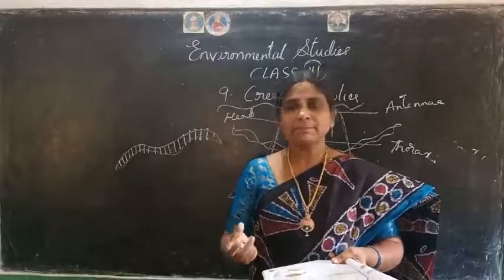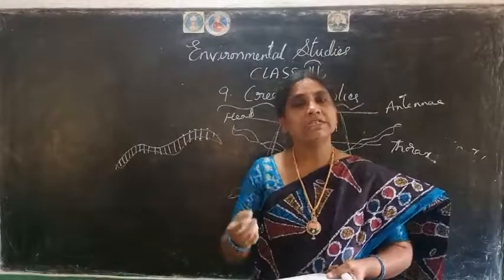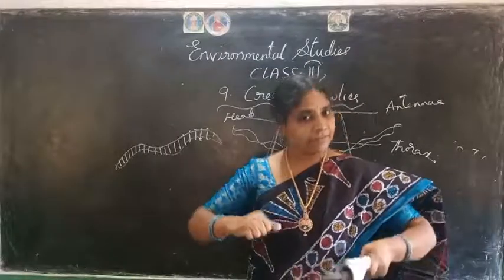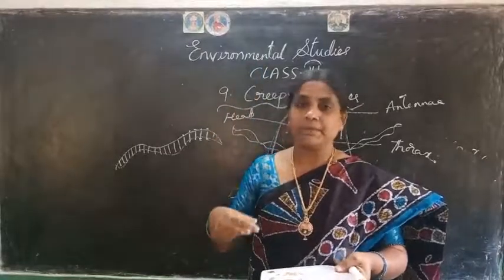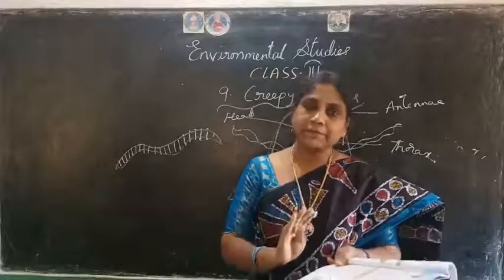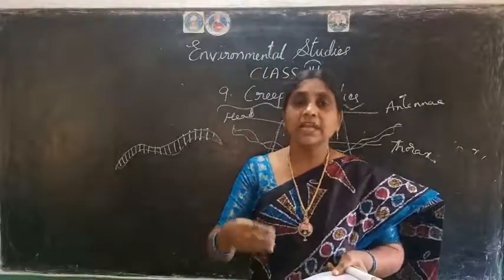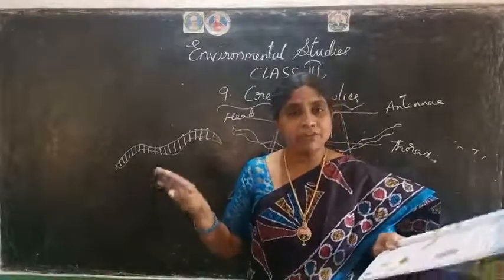So what will happen? First of all, from the egg it will hatch out, and afterwards it will eat the leaves and the grass, and it will become very fat, and after some time it will cover its body with a cover that is called a cocoon, and in that it will sleep for some days, and afterwards it will come out as a beautiful butterfly with colorful wings.